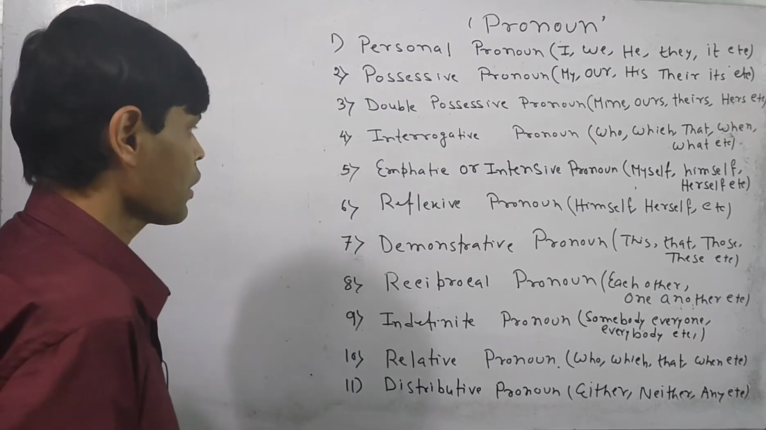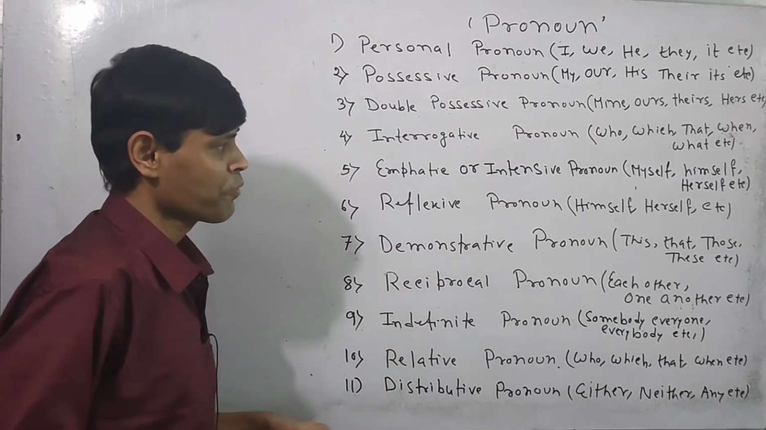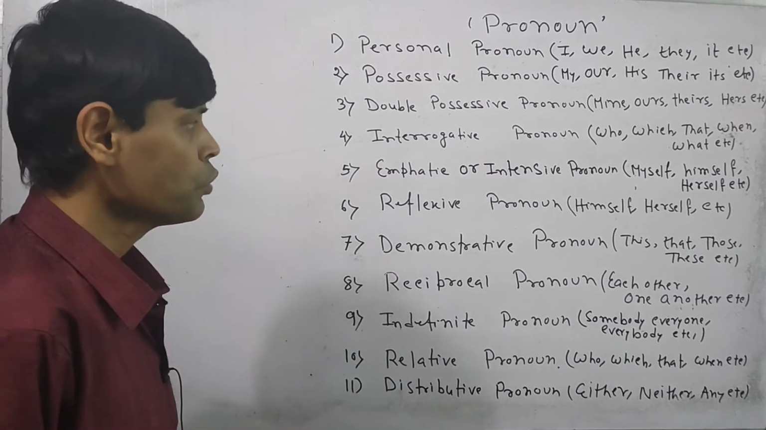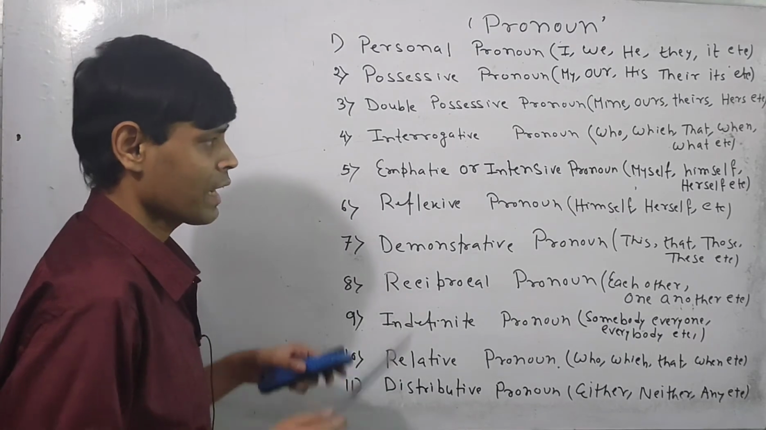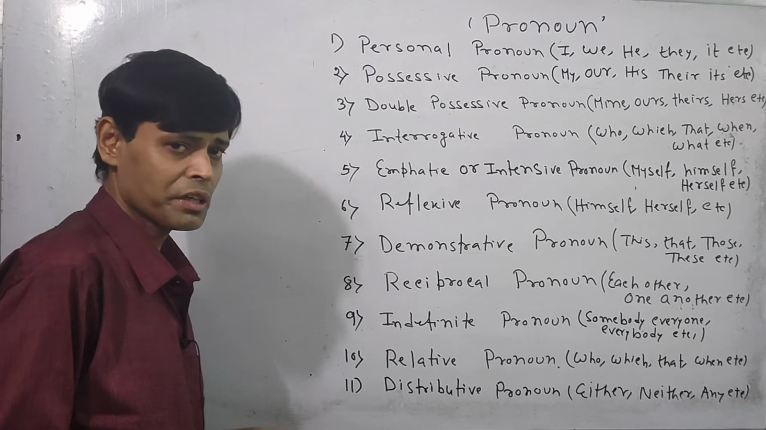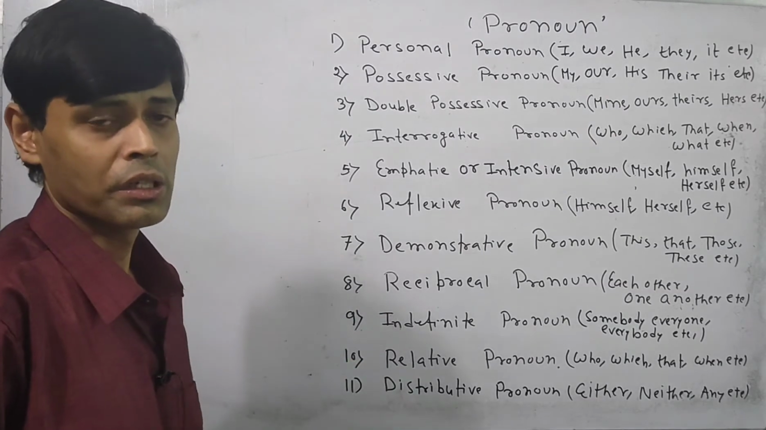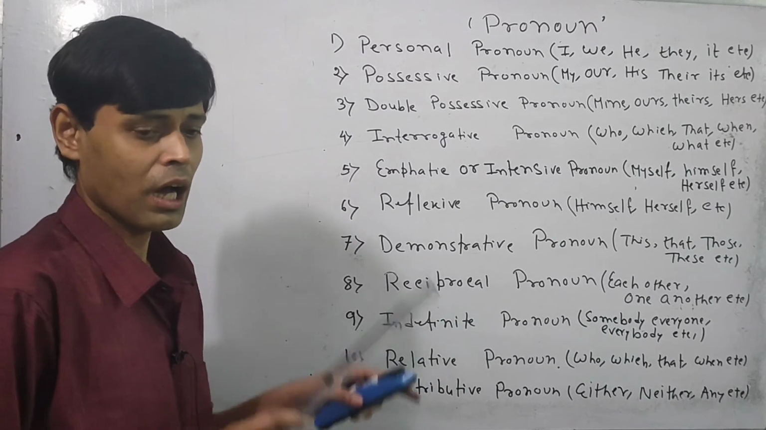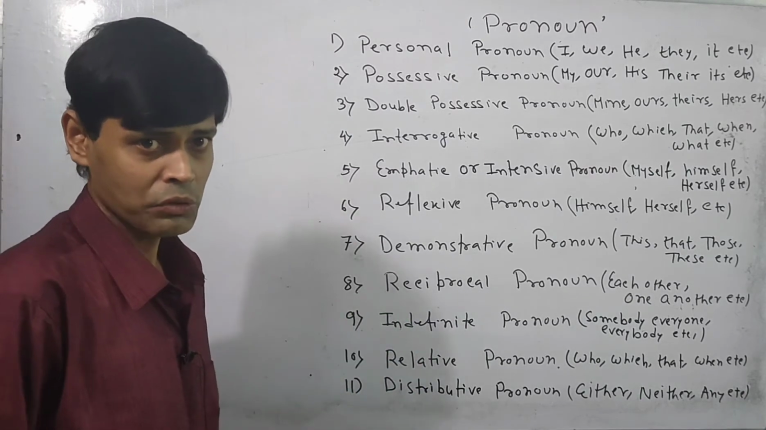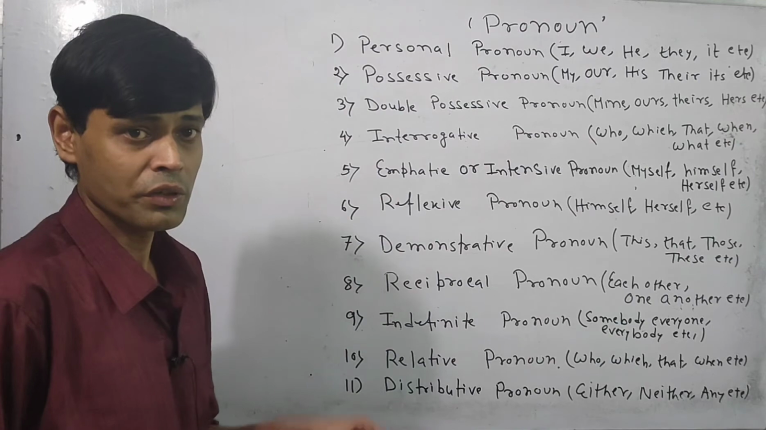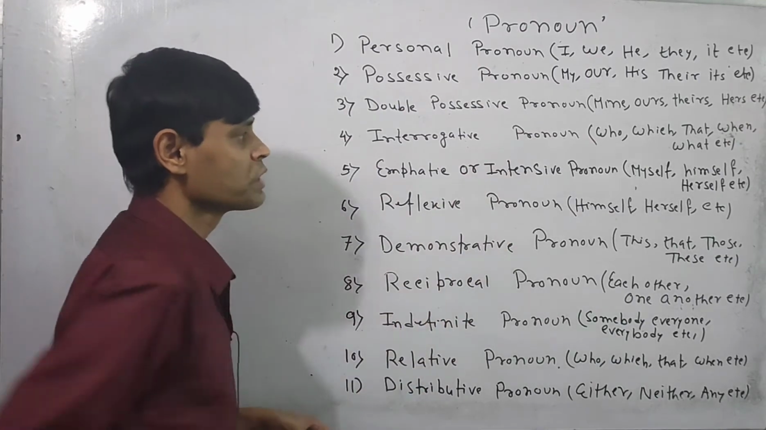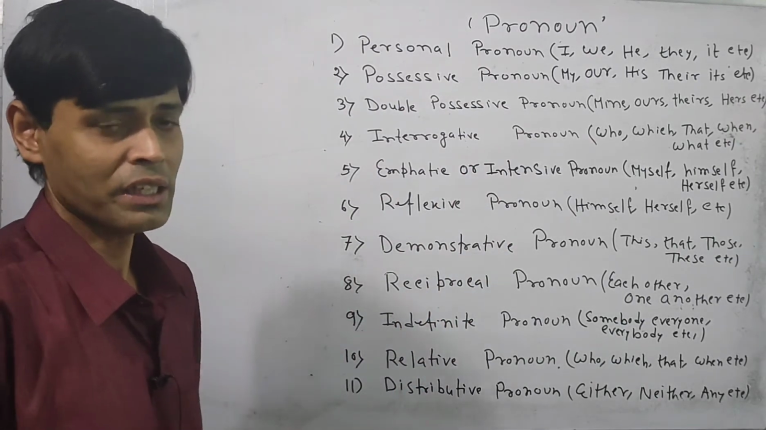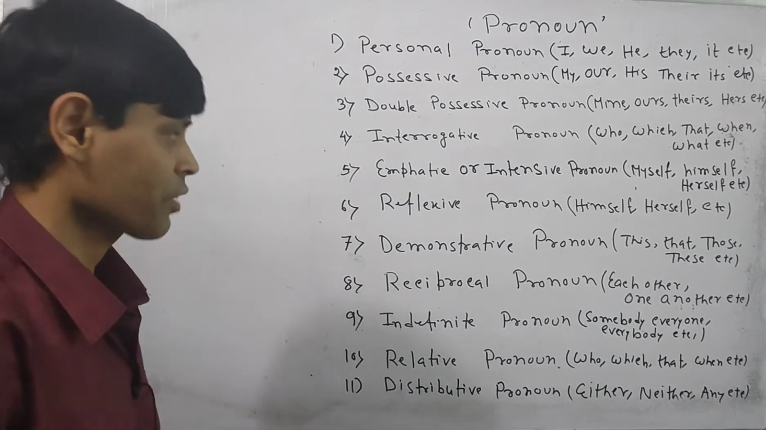Now interrogative pronoun, be careful about one thing: who, which, that, when, what can be used either as interrogative pronoun or as relative pronoun depending on the sentence construction. This means how you, the user or the writer, are going to use who, which, that, etc. in the sentence. It totally depends on the sentence construction.